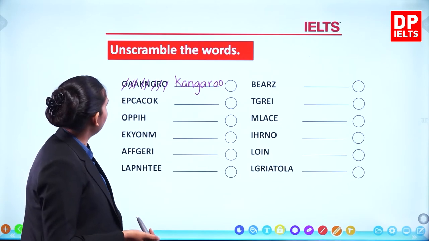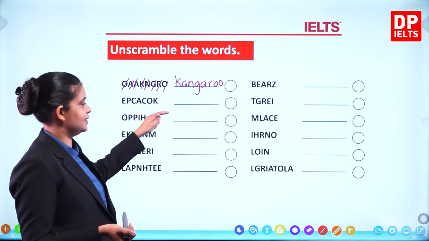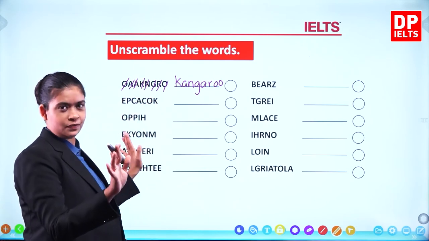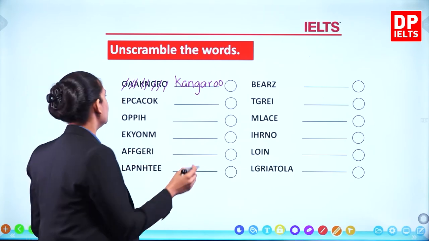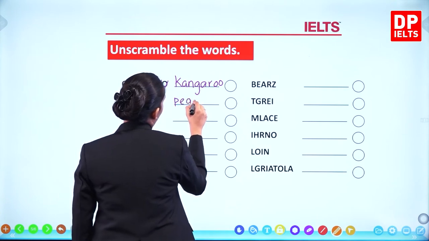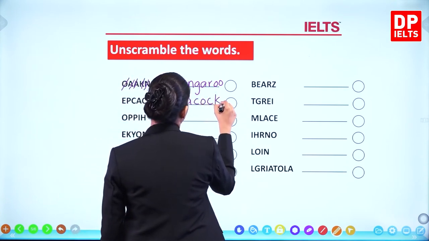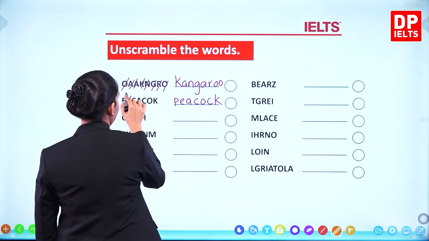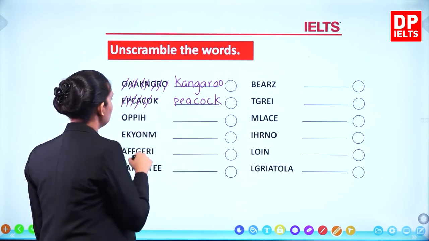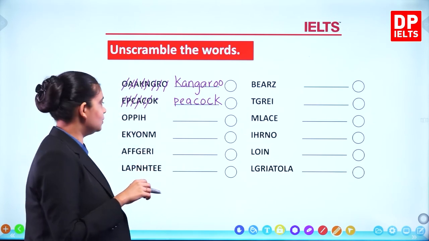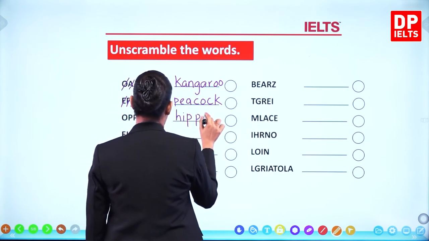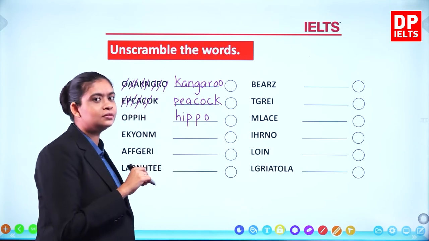Then we have... Who is this? The one that dances. Who is that? Got a beautiful set of colors in its feathers. Who is this? A peacock. Okay, so we can say peacock. Okay, P-E-A-C-O-C-K. This one, a cute animal. We call it hippo. H-I-P-P-O.